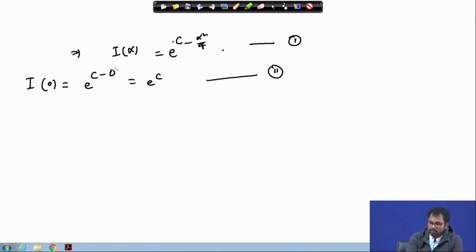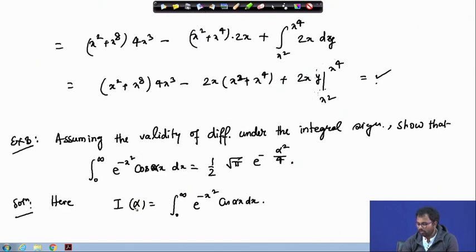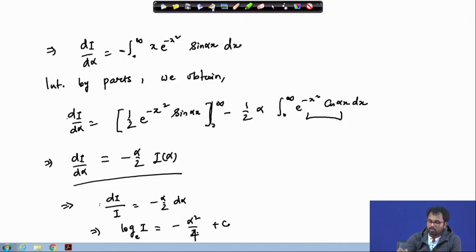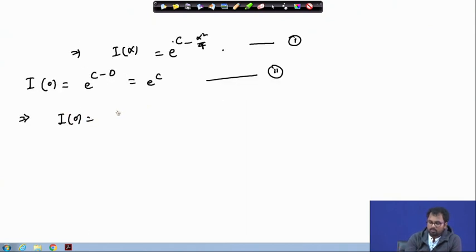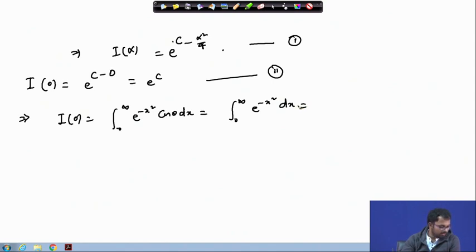So we have to evaluate the value of c, and I 0 on the left hand side. When I substitute alpha equals to 0, then this is basically cos 0, and cos 0 is 1. So we have I 0 equals the integral from 0 to infinity e to the power minus x square cos 0 dx. So cos 0 is 1, so this will be the integral from 0 to infinity e to the power minus x square dx. And in our previous lecture, we proved that this is nothing but gamma half by half, so that means the square root of pi by 2. This relation we already proved in the previous chapter, in the previous topic.